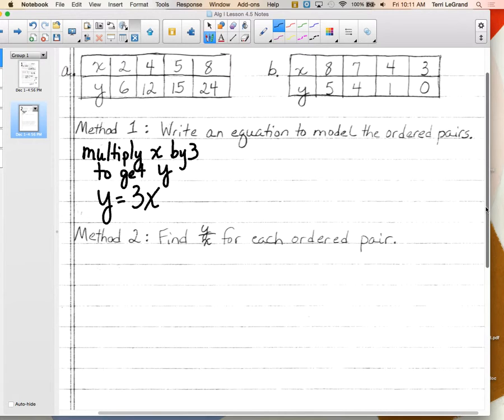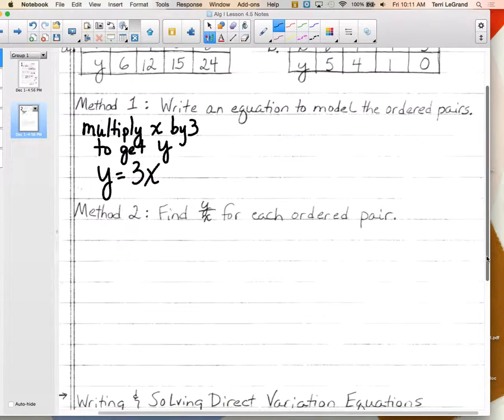Now, let's stay on that one and use method number 2. Maybe you were the one who said, you know what, that never worked for me. It had to be pretty easy for me to figure out the function rule. Maybe you can't do those function rules very well. Then what you can do is set up a y over x ratio for every ordered pair and divide it out, and if you get the same ratio every time, then you would say it is direct variation. So let's try it. Y over x for the first one.